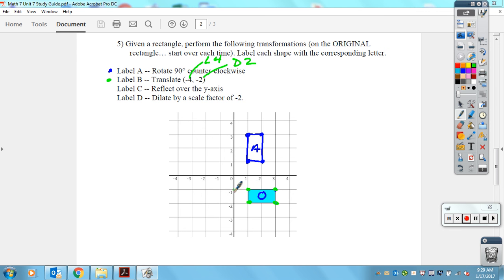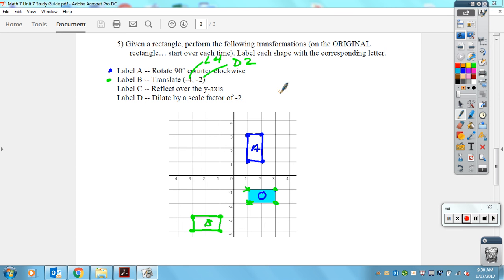Left 4, 1, 2, 3, 4, down 1, 2. Done with that. Again, moving from here. 1, 2, 3, 4, 1, 2. And this one, 1, 2, 3, 4, 1, 2. This whole shape is moved left 4, down 2. This is B.